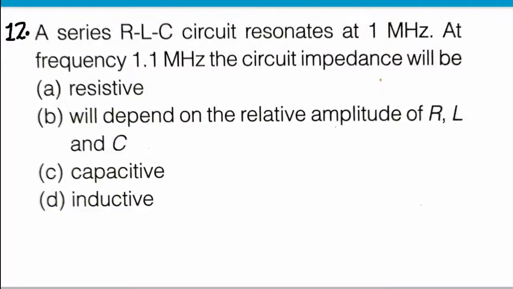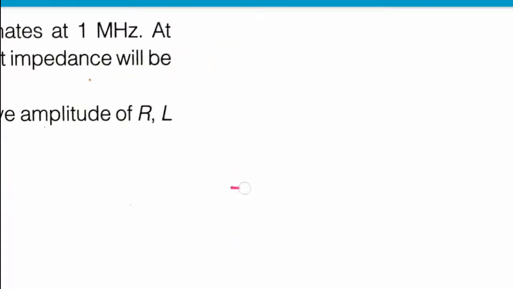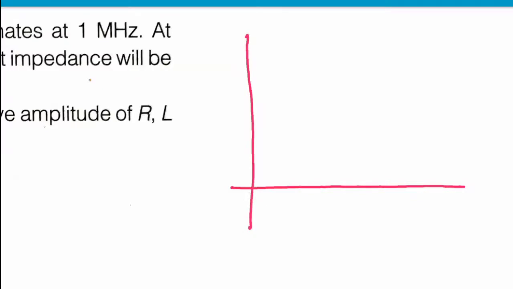Next question, question number 12. A series LRC circuit resonates at 1 MHz. At frequency 1.1 MHz, the circuit impedance will be resistive or capacitive or inductive, or will depend upon the relative amplitudes of RLC. This is the given option. So you should always remember this curve, and this is the frequency, suppose omega. R, that is the resistance, does not depend upon the frequency, so this is constant. This one is for R.